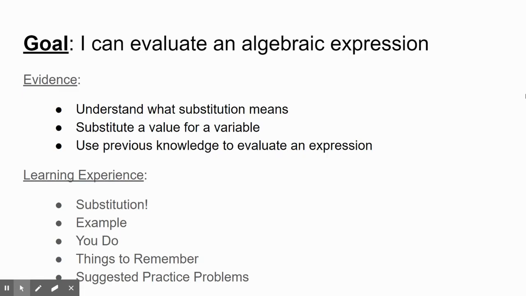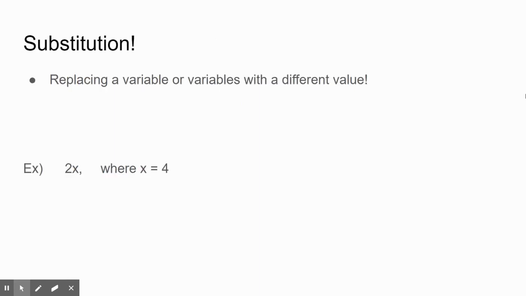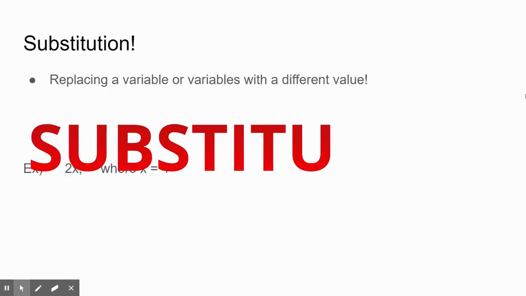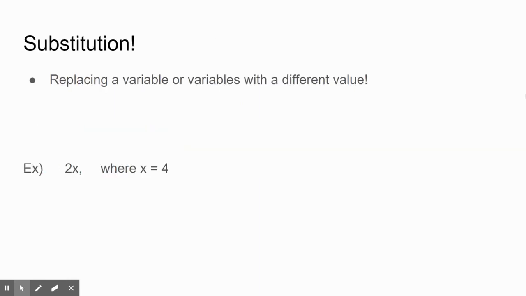Pretty straightforward stuff. So, let's talk about substitution. Substitution is just replacing a variable or variables with a different value. Now, technically, in your book, it says with a different number. However, it doesn't always need to be a number. Sometimes you can put a different entire expression in there. To keep things simple, we'll keep it as a number, but make sure you write down that definition for substitution instead of just a number.